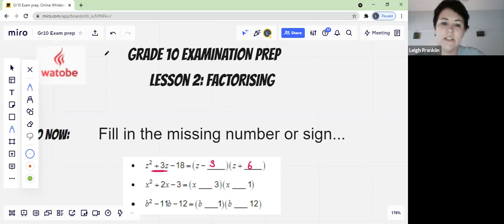Welcome, Nolwazi. Nice to have you with us. So I've just asked Ayanda to answer the second question for us. So Ayanda, you're going to tell us what signs should go inside the brackets.